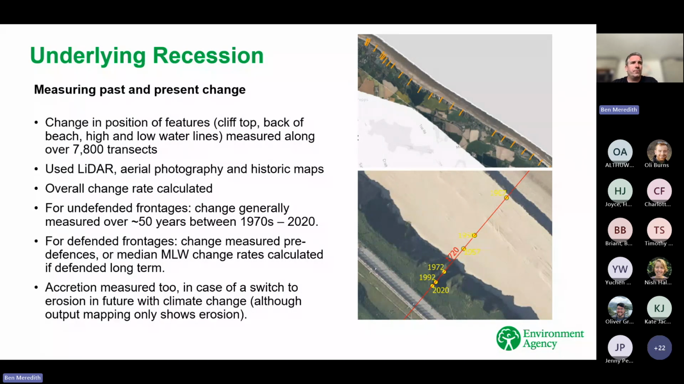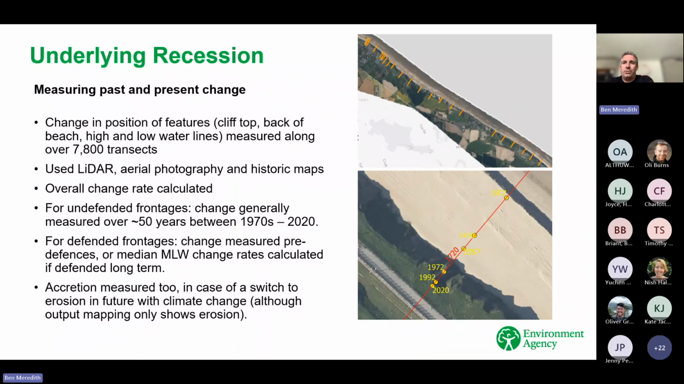Where we have defended frontages, it's a bit more difficult, and we need to look at pre-defended timeframes and data, or we've also used changes in mean low water positions to infer coastal change in those locations. This assessment of past change is one of the really big improvements in the data available to the NCERM project, because we now have around 15 years of data from those coastal monitoring programmes. And that information has enabled us to vastly increase the resolution of observations using data at those 8,000 transect locations.